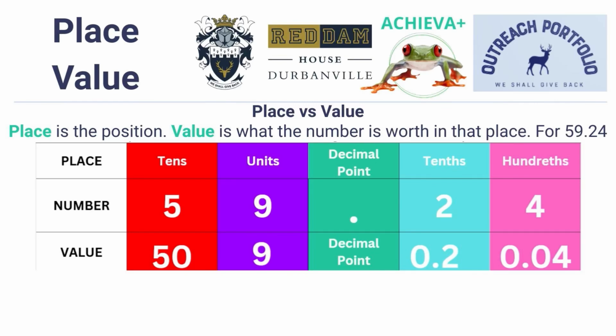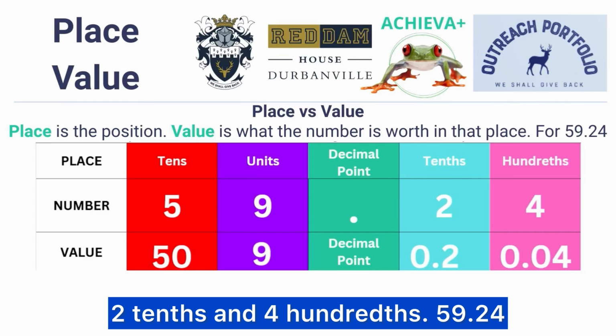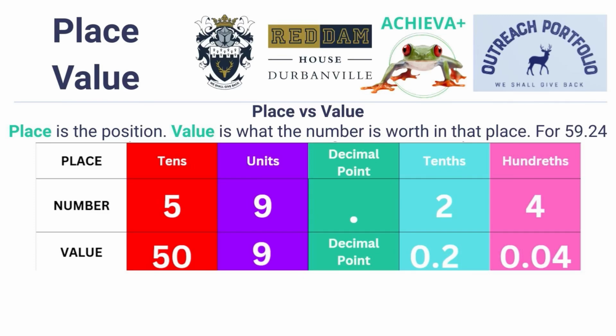59.24 is basically 5 tens, 9 units, 1 decimal point, 2 tenths, and 4 hundredths. 59.24.